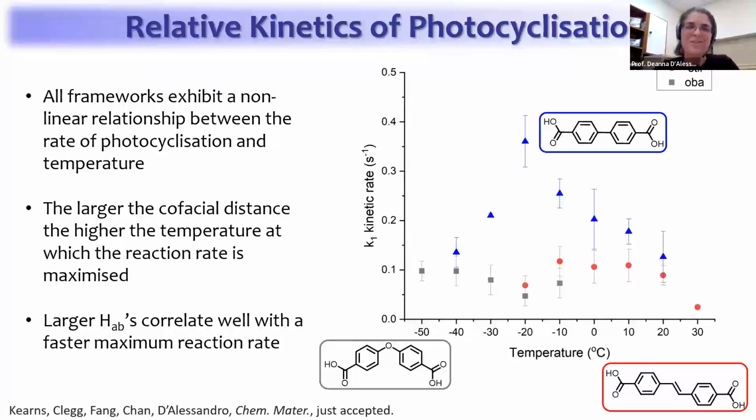And to cut a very long story short, what we find is that the larger the cofacial distance, the higher the temperature at which the reaction rate is maximized. And this makes sense because if there's a larger distance between the tetrathiophorbalenes, you can understand that you need more thermal energy, for the vibrational motion to allow those ligands to come in contact and photocyclize. The other really interesting correlation we find is that the larger the electronic coupling, or the HAB, this correlates with a faster reaction rate. And we're trying at the moment to really understand the underlying rationale for that particular observation.